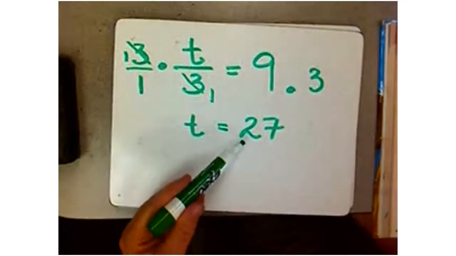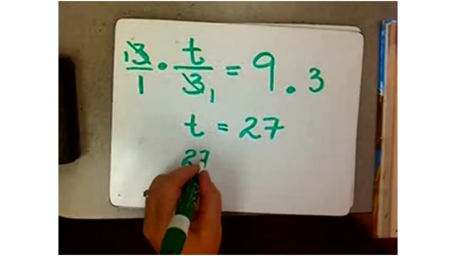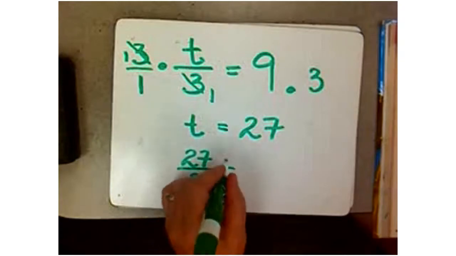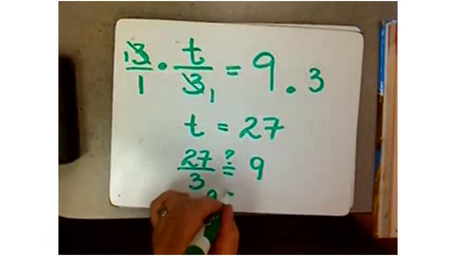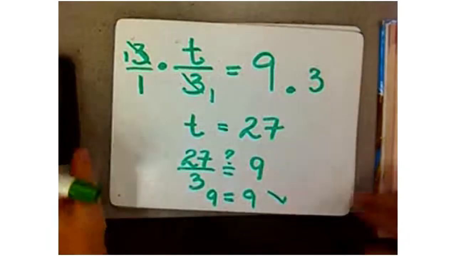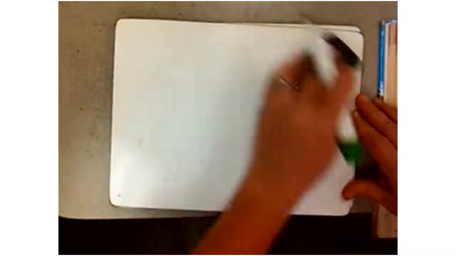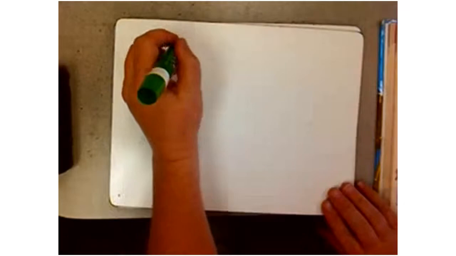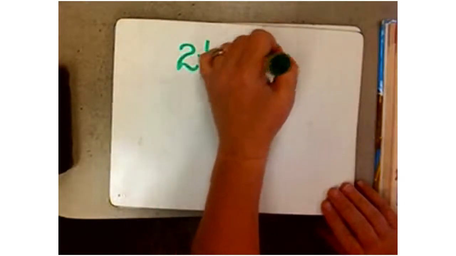So if we check it, t equals 27, we plug it back into the original equation. 27 over 3, does that equal 9? 27 divided by 3, yep, 9 equals 9, and it checks. We did it right. So if you see division, you do the multiplication. Now one step further is if you see a fraction next to a variable. So if you see something like 2 and 1/4 g equals 1/2.